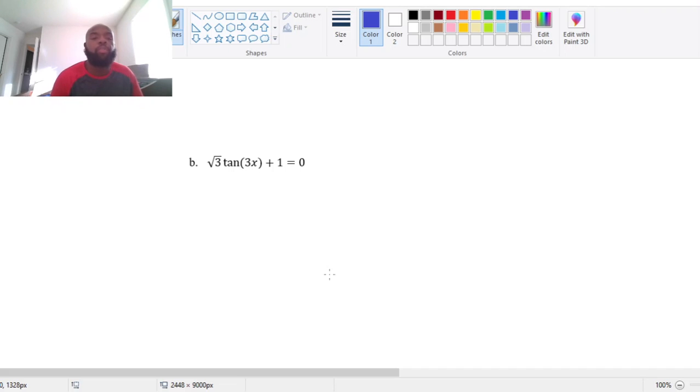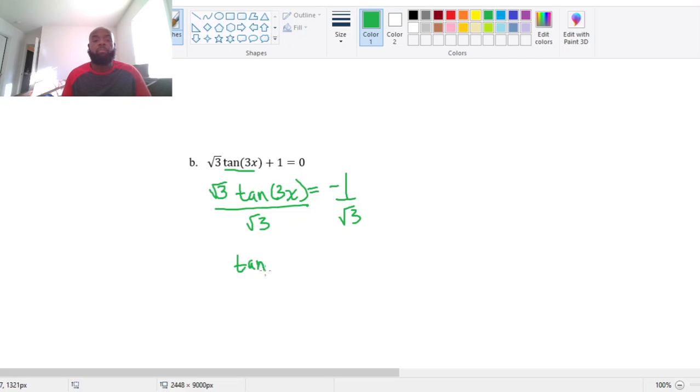Part B, we have square root 3 times the tangent of 3x plus 1 equals 0. We want to solve this equation for x, our variable here. Notice we have one trig function, the tangent of 3x. What we're going to do is isolate that, which means get it on one side by itself. The first thing I'm going to do is subtract 1 from both sides. I get square root of 3 times tangent of 3x equals negative 1. And then I can divide both sides by the square root of 3, and I'm going to get tangent of 3x equals negative square root of 3 over 3.